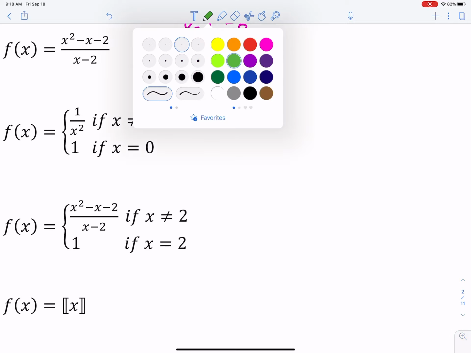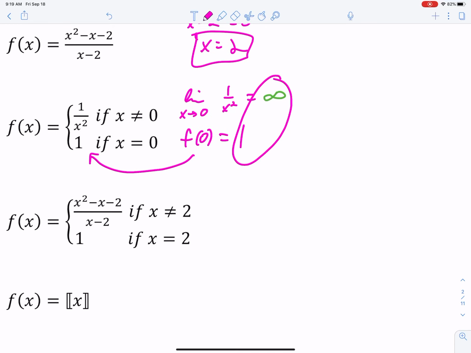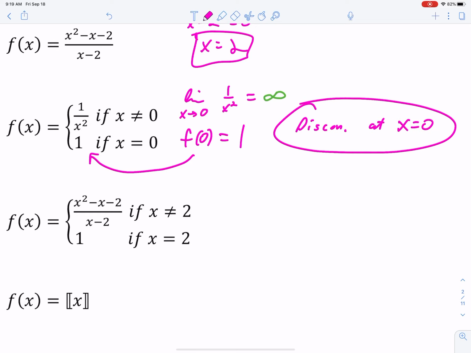The limit exists, right? We just found it. But we have to see if f of 0, right, f of a, in this case, a is 0. What's f of 0? Well, it says right here, f of 0 equals 1, right? So we have f of a exists. We have the limit as x approaches a exists. That's the first 2 parts of that continuity definition. But the issue here is 1 and infinity are definitely not equal, right? So we have discontinuity, or discontinuous, at x equals 0. All right, because it does not fit the three-part definition.